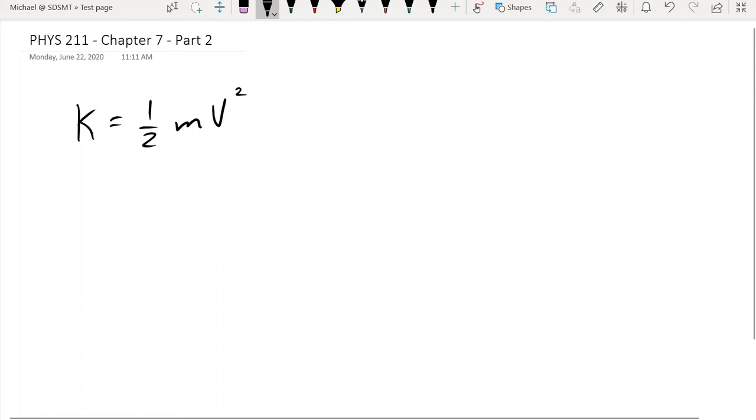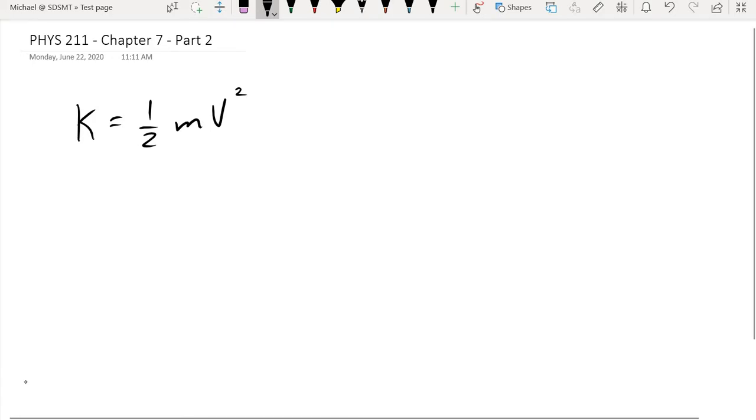We have our kinetic energy, and this is going to be the energy associated with the motion of any of our objects. And because kinetic energy, like all energies, is a scalar, we don't actually use the vector of the velocity. Instead, we're using just the magnitude or the speed. As such, the direction that the mass is moving doesn't matter.